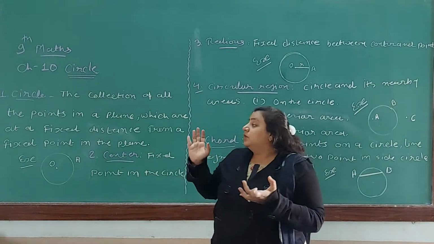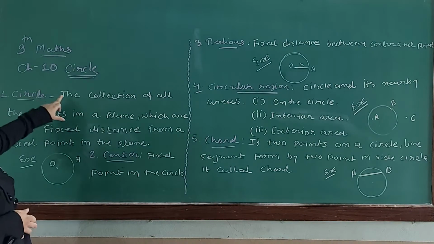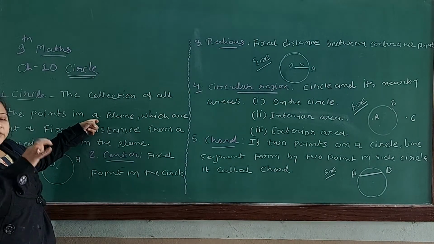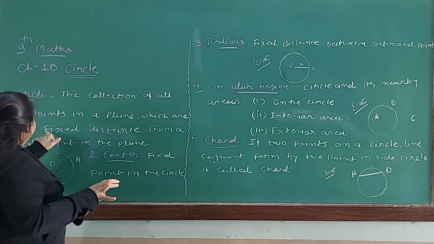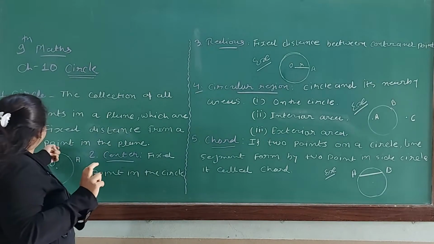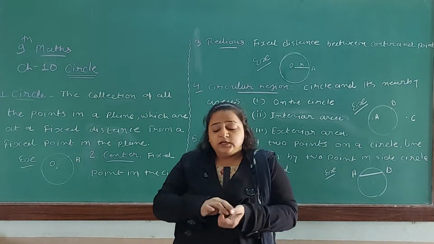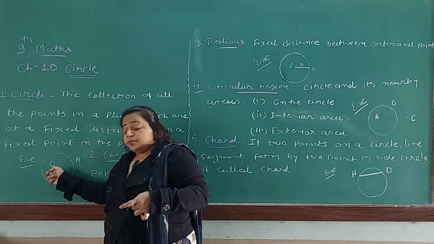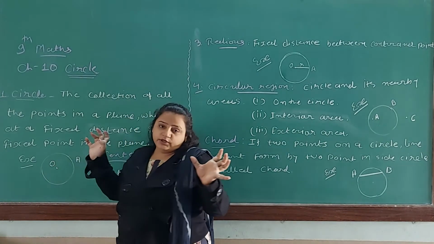Let us start with the simple definition of a circle. The definition of the circle is the collection of all the points in a plane, that is, a group of points in the plane which are at a fixed distance from a fixed point in the plane. Now, what is the fixed point? Let us take one fixed point and find a collection of points which are at an equal distance from the fixed point.